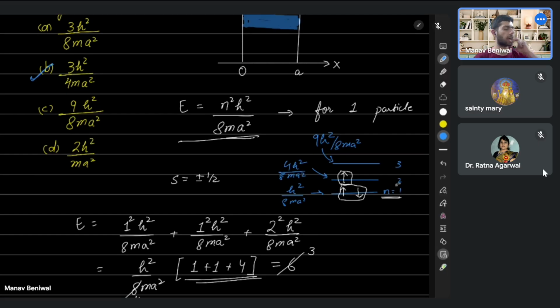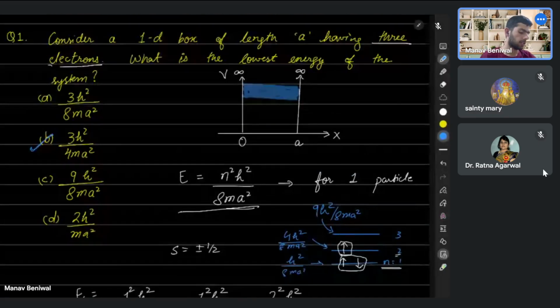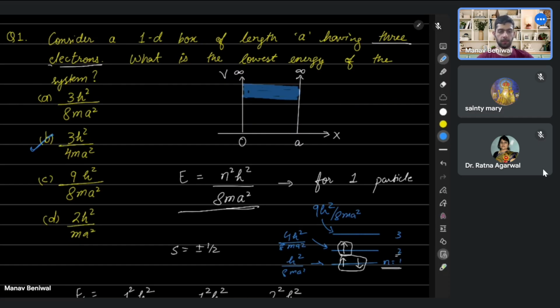So I would just like to mention one thing. When solving such problems, we need to be careful what particle is given to us. If the particle that was given to us was a boson, then all of them could have occupied the same energy state, right? All of them could have gone to n equals 1. But when you have fermions, like electron is a fermion, things are a little different.